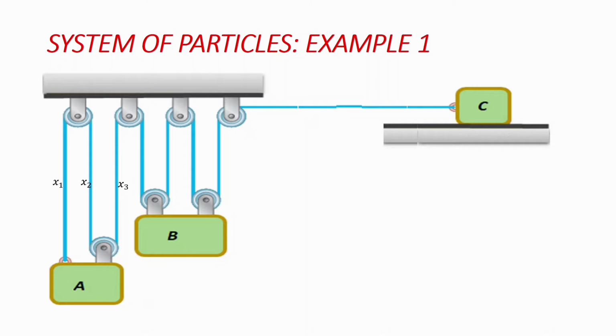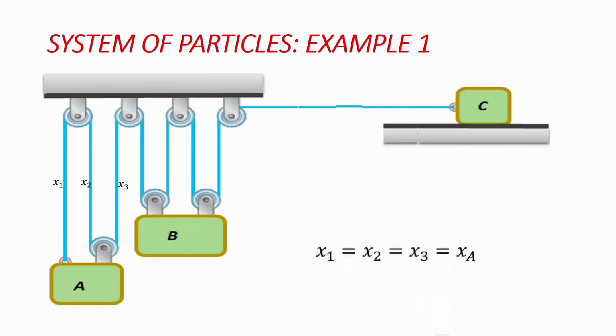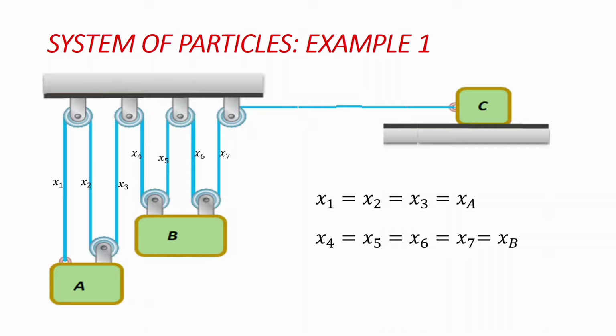If we look at the different dimensions of the string S1, S2, S3, we can quickly say that S1 is equal to S2 is equal to S3, and we can call that SA. And also, because the different parts of the string that are attaching block B to the pulleys are equal, as can be seen, we can say that S4 is equal to S5 is equal to S6 is equal to S7, and we can call that SB. And likewise, we can call the part attaching block C to the system, which is shown as S8, equal to SC.